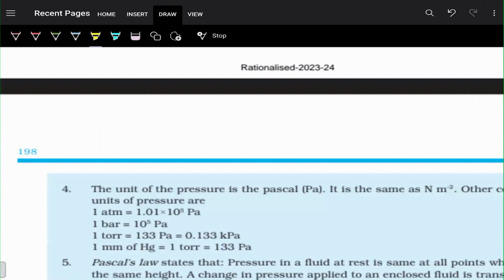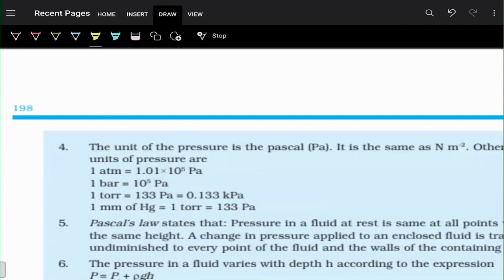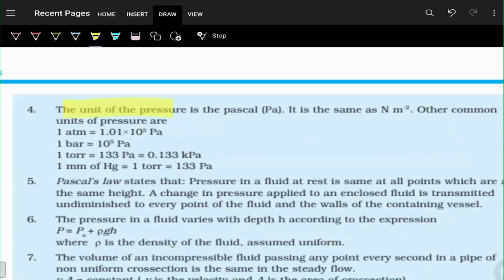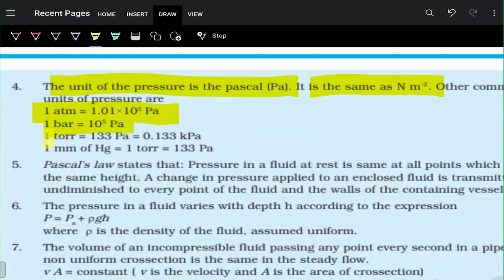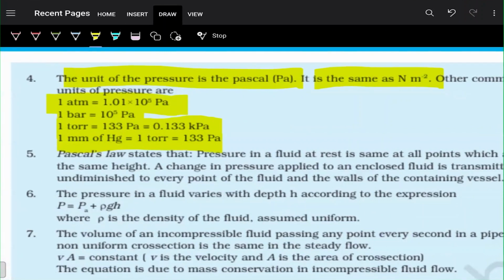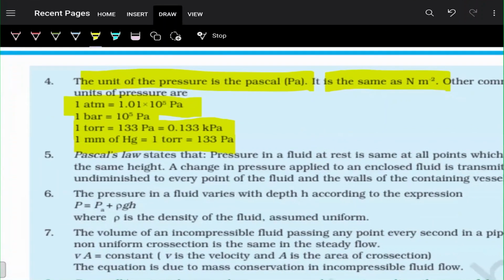See, the unit of pressure is very important. Every unit is very important. Pascal only, same as Newton per meter square. Other common units: 1 atm equal to 1.01 into 10 raised to 5 Pascal, or 1 bar equal to 10 raised to 5 Pascal, 1 torr equal to 133 Pascal, that is 0.133 kilopascal. 1 millimeter of mercury is equal to 1 torr, which is equal to 133 Pascal. Simple. So units of pressure are very important. What is the SI unit? Pascal, also Newton per meter square.